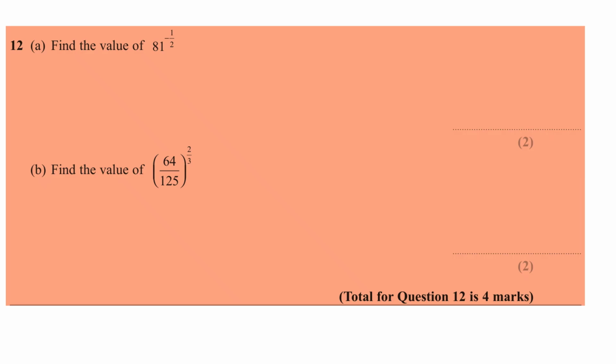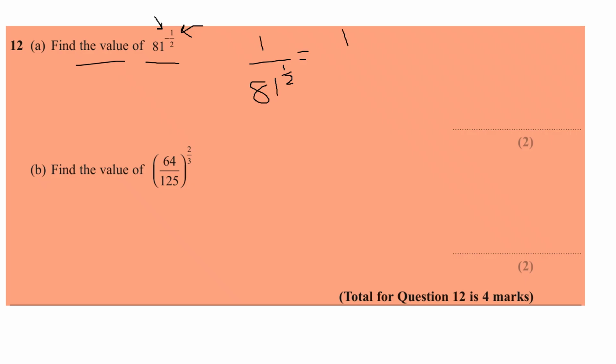So in question 12a, we're asked to find the value of 81 to the power of minus a half. We've actually got two things going on here: the negative power and the fractional power, the power of a half. Now, negative makes it a reciprocal, so it makes it 1 over 81, and the power now becomes positive, so it's 1 over 81 to the power of a half. So the negative index makes it 1 over, or in the case of a fraction, it flips it. We call it the reciprocal.